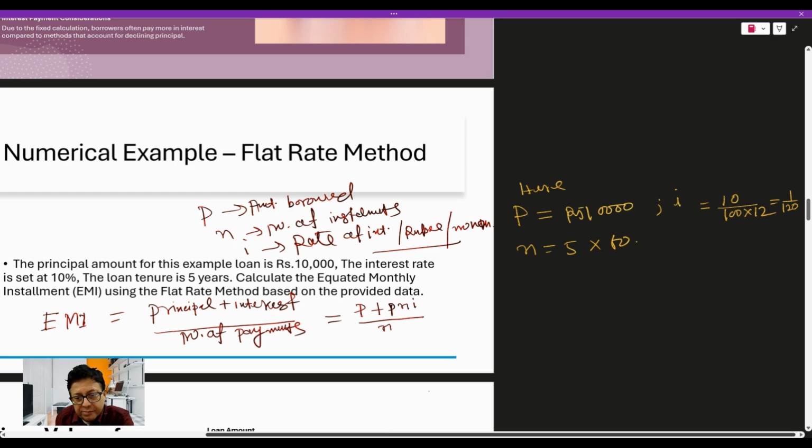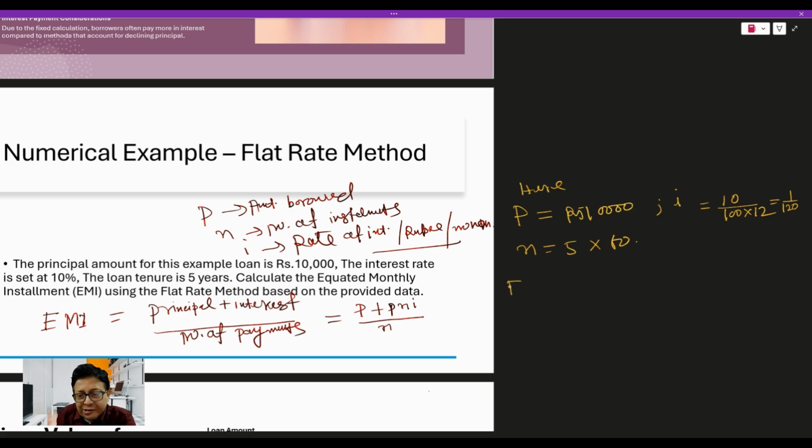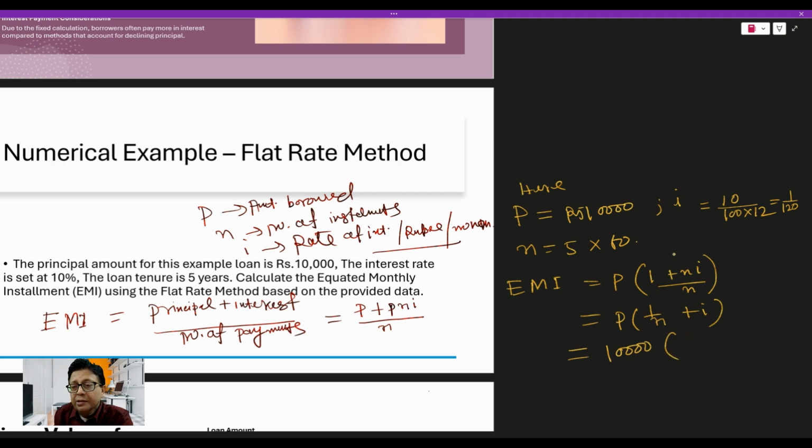Is that clear? 5 into 12. So if you calculate EMI, this is going to be what? P into (1 plus NI) by N. This is nothing but P into (1 by N plus I). P is how much? Rupees 10,000. This is 5 into 12, that is 60. So it is 1 by 60 plus 1 by 120. Is that clear?